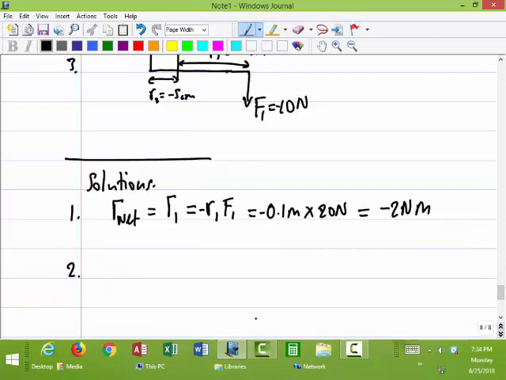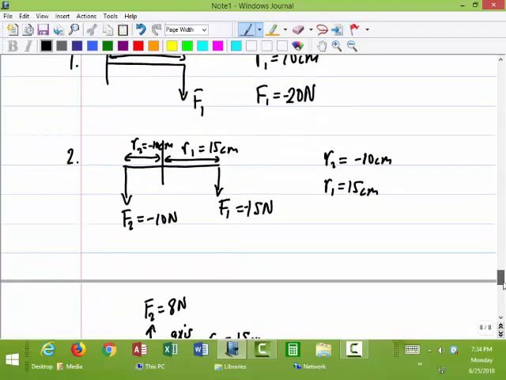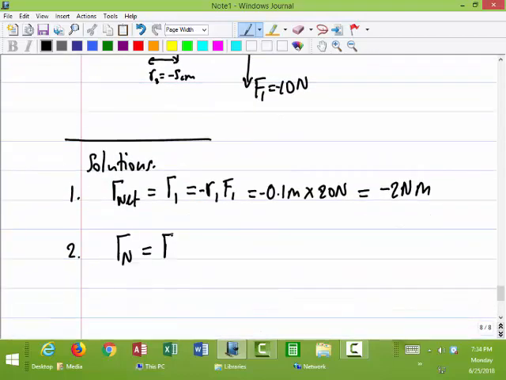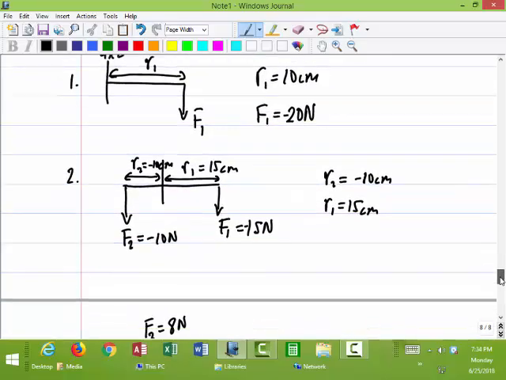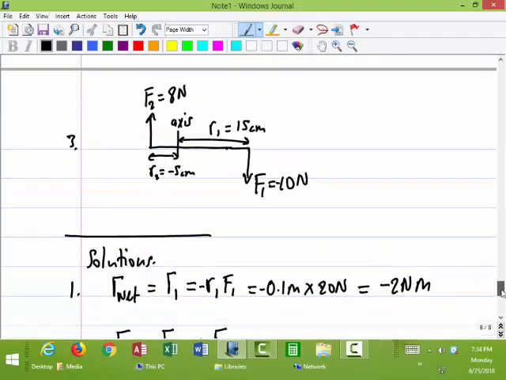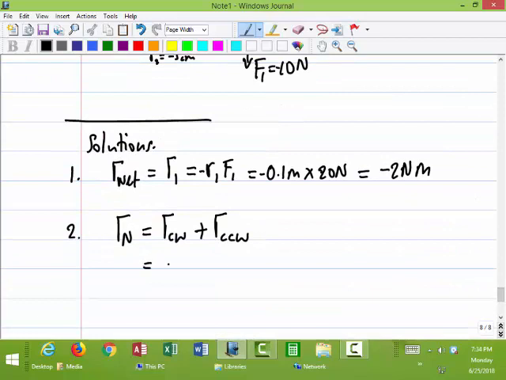Number 2, we have our torques. The net torque is the sum of the clockwise torques and the counterclockwise torques. So we have two torques present, clockwise and counterclockwise. So the net torque is torque 1 plus torque 2. Torque 1 is R1 times F1. Put the negative signs in later. And torque 2 is R2 times F2.